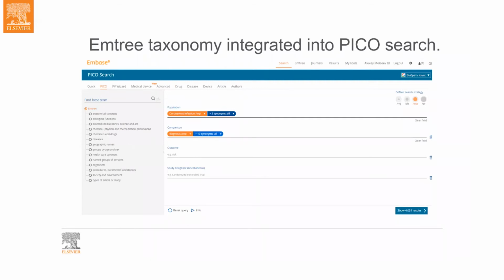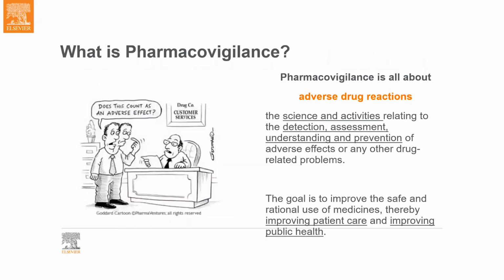And also in this tool is integrated the Embase taxonomy. The name of the Embase taxonomy is EMTREE, and you can immediately understand very clearly what you are looking for, because you see on which branch of the taxonomy the term that you are looking for lies. It makes your usage of PICO search much more comfortable.